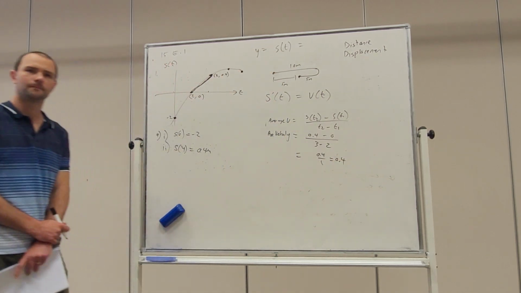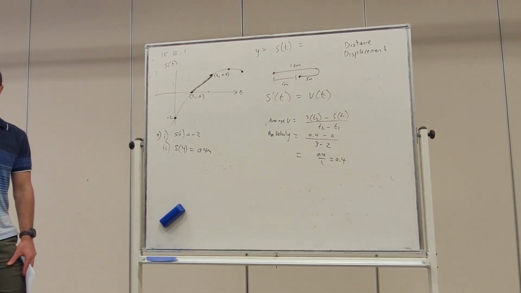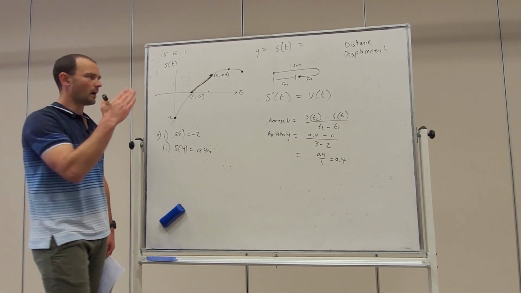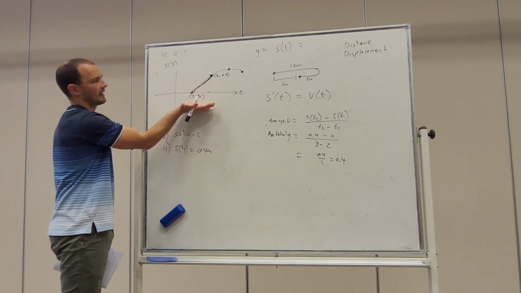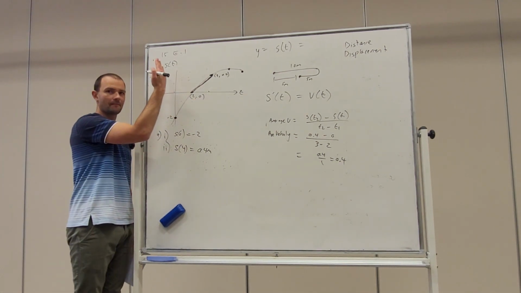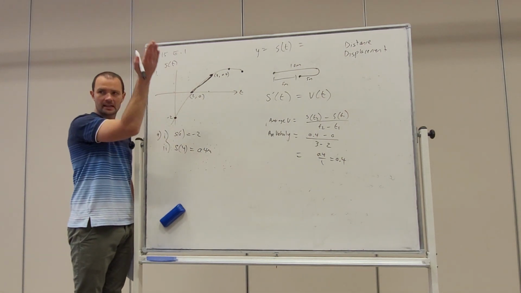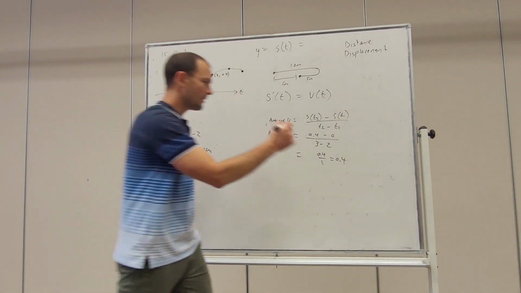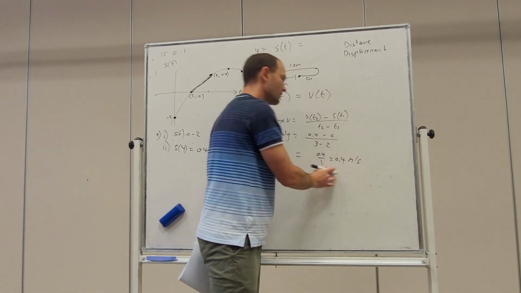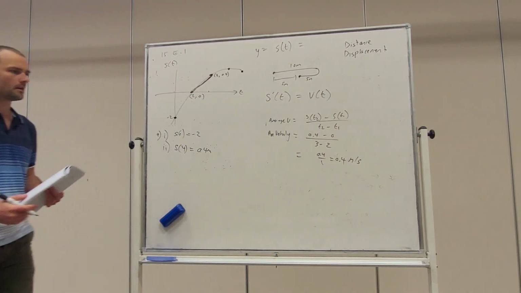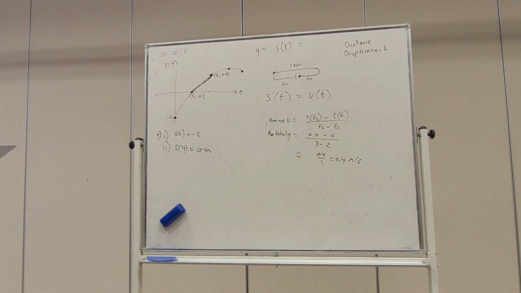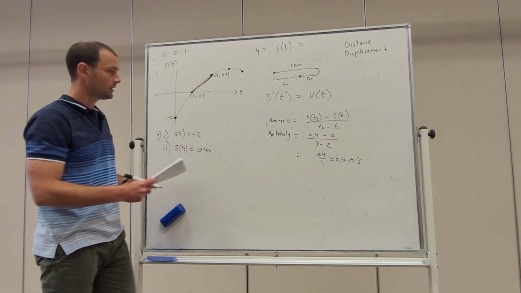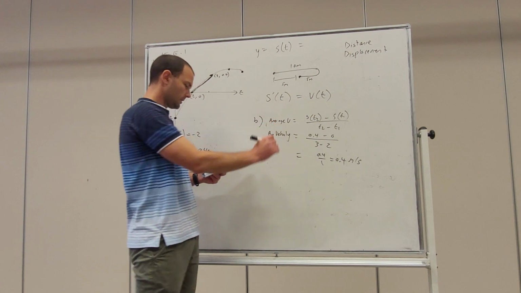Okay, 0.4. Now, a rate of change is always y per x. And on the y-axis we have meters, and on the x-axis we have time in seconds. And that's what we expect, right? SI unit for velocity, meters per second. Okay, so that's part B over here, average velocity.